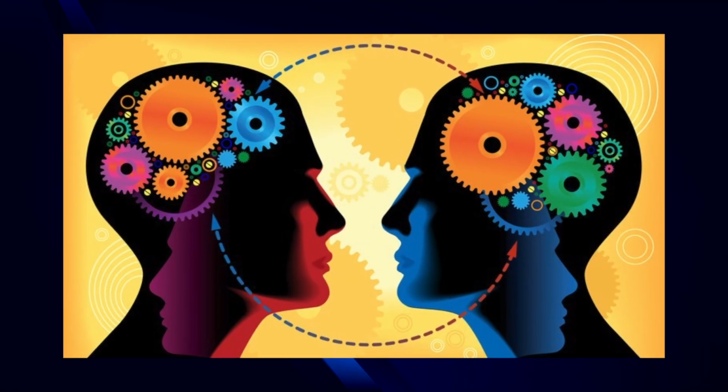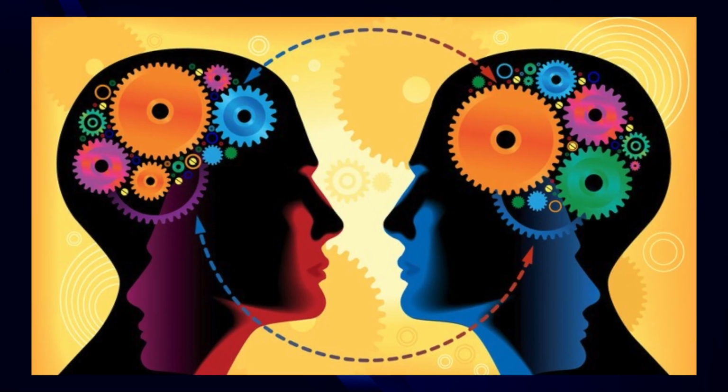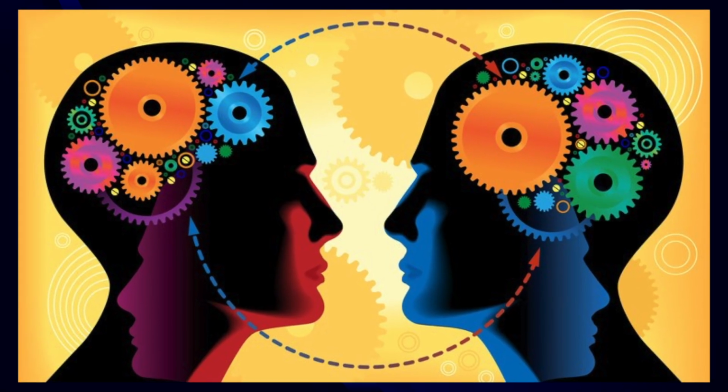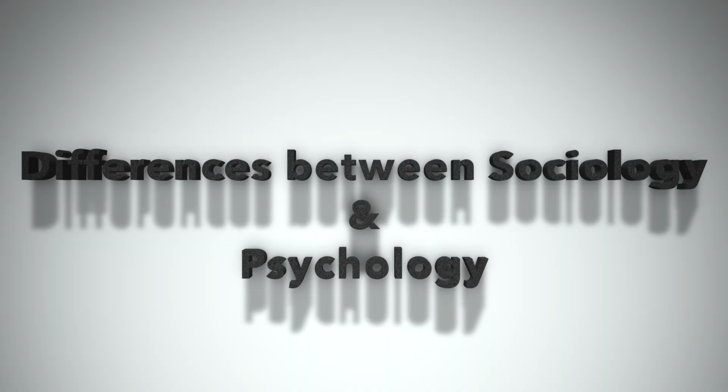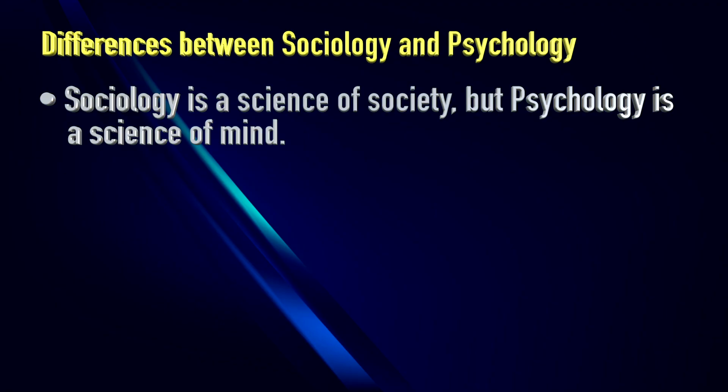The fact of mutual dependence of both psychology and sociology should not be interpreted to mean that one is either identical with or the branch of the other. As a matter of fact, there are important points of dissimilarities between these two related subjects. Now we will discuss the difference between sociology and psychology. Sociology is the science of society, but psychology is the science of mind.